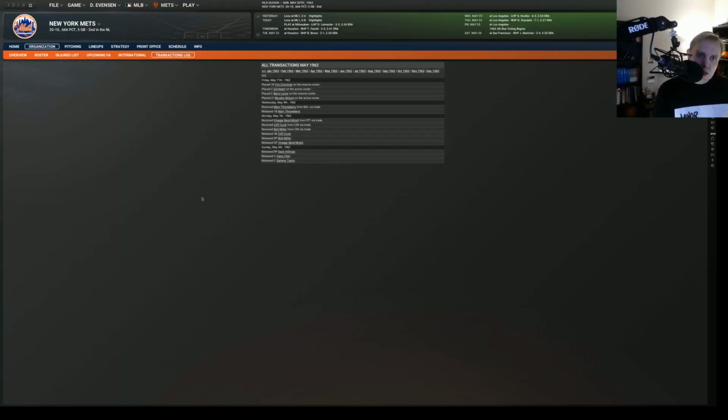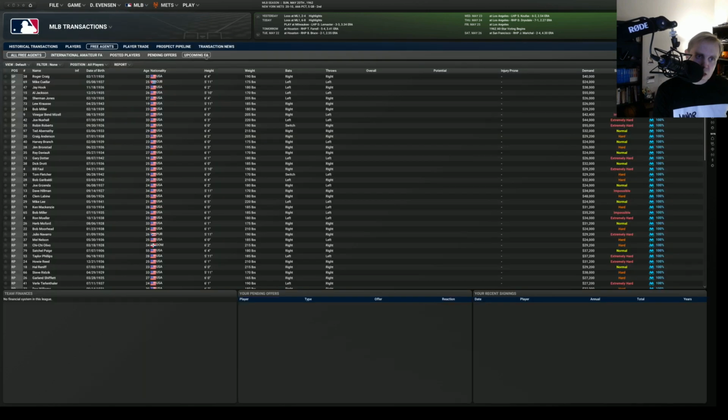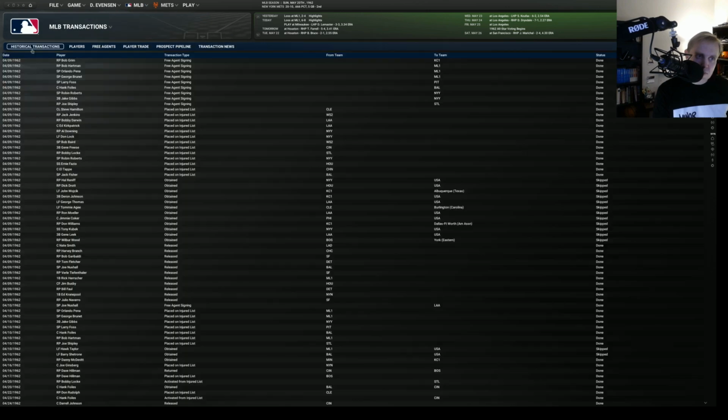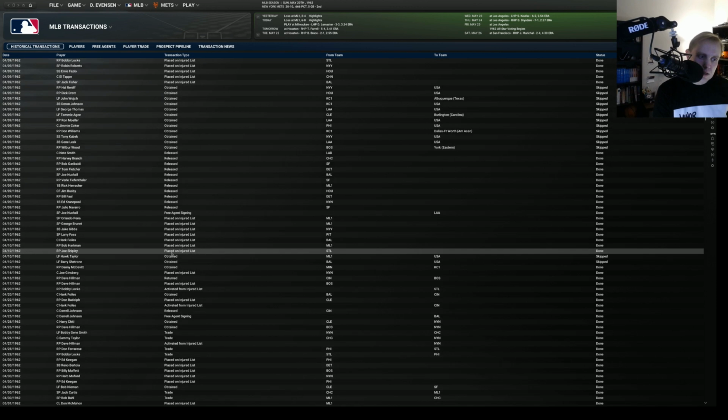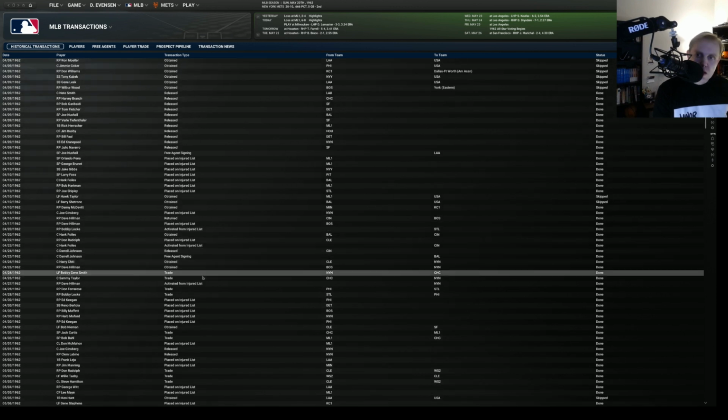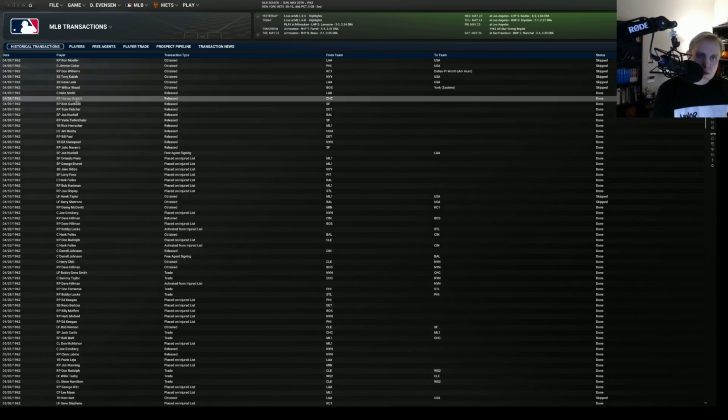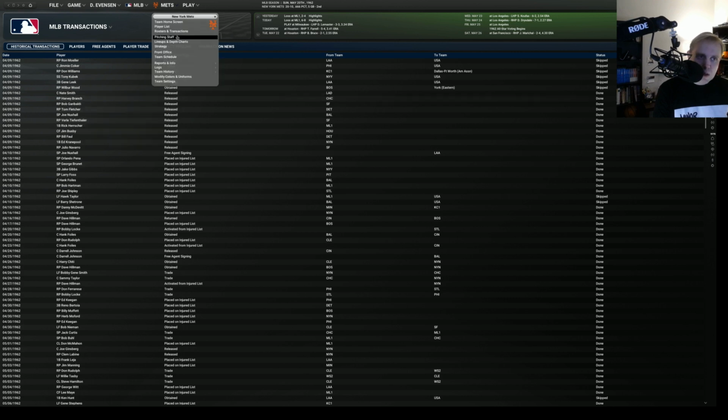This is the transaction screen that you see in OOTP, right? This is our transaction log. To my knowledge, there's nothing I can do to go through and change and modify the historical transactions before they take place. I can't do anything with this, right? I can look at them, but that's about it.